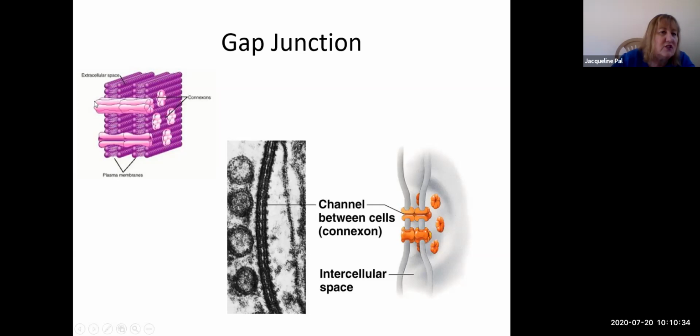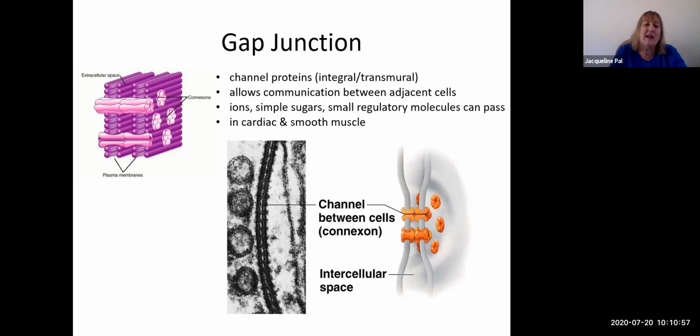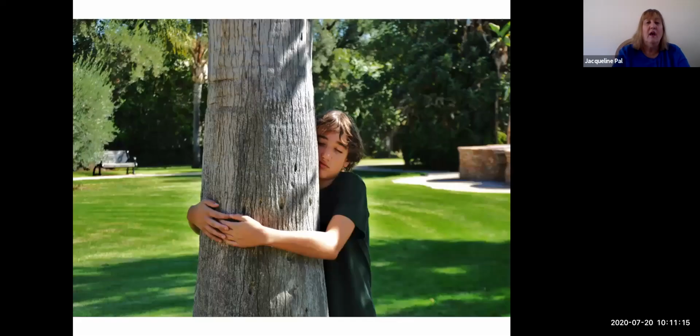So in this picture, you couldn't see the channel between the two adjacent cells with their phospholipid bilayers, but on the orange ones, you can see that. And so what that means is anything that's inside this cell to the right can pass through the channel in the gap junction to the cell on the left, and vice versa. It's a two-way street, not just a one-way street. Okay. So this allows communication between these adjacent cells. And so ions and simple sugars can pass, and places where we're going to find a lot of gap junctions are going to be in cardiac muscle and something called smooth muscle, which you'll learn about when we do tissues, which is the next topic.